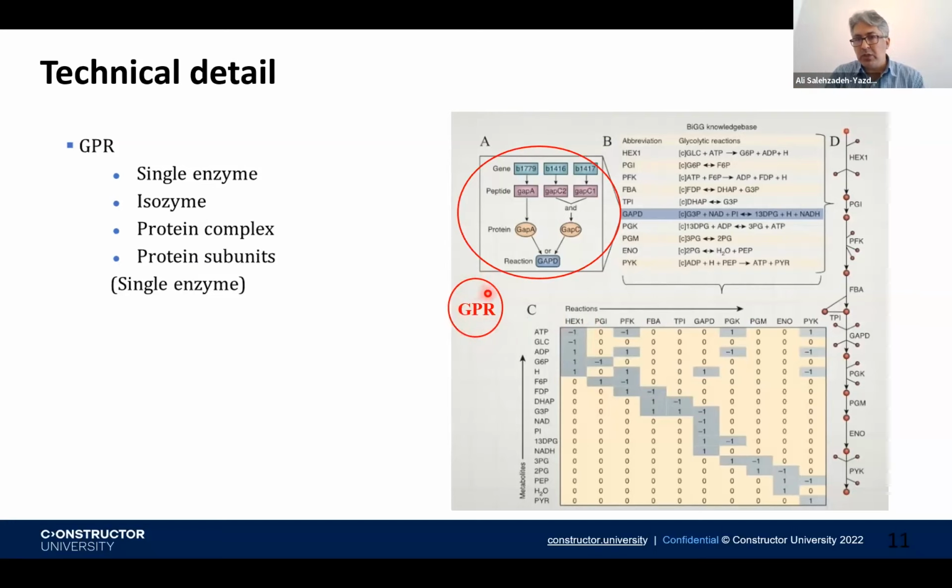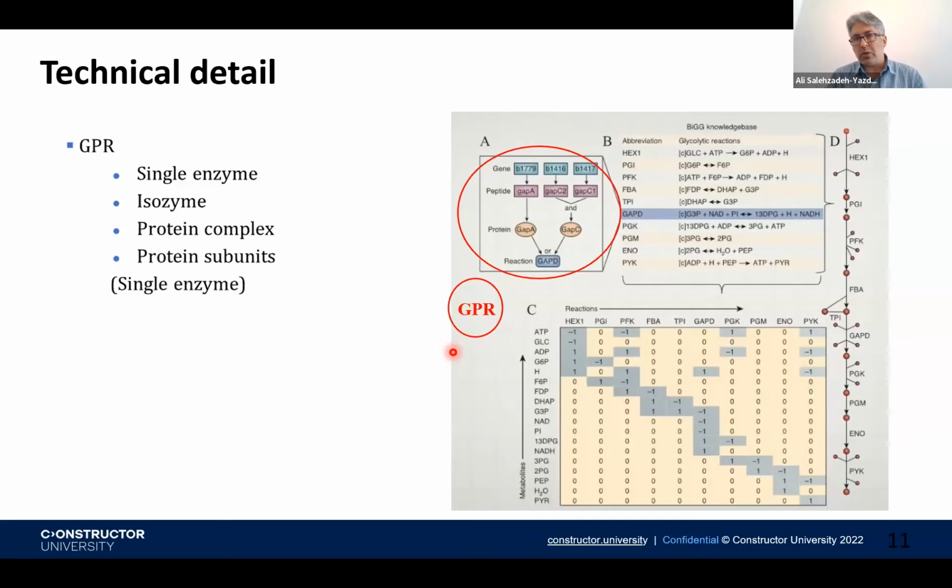So it works as a Boolean law. Some genes have an AND as a Boolean law, and some genes have OR. What does it mean? If there is an AND between some genes, it means that they work together, and if one of them is knocked down, the whole reaction would be knocked down and deactivated.